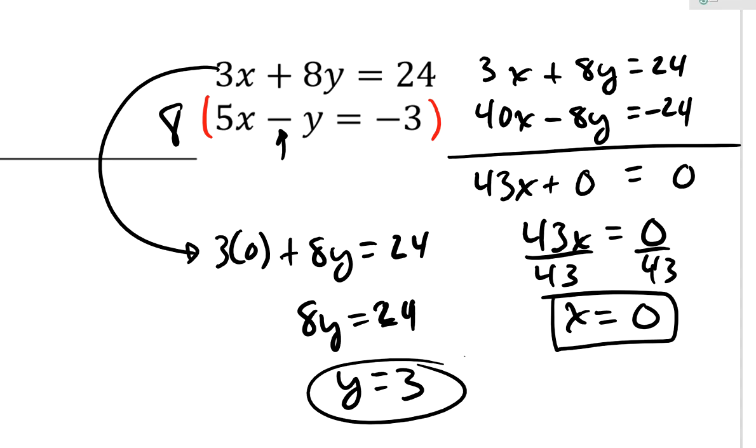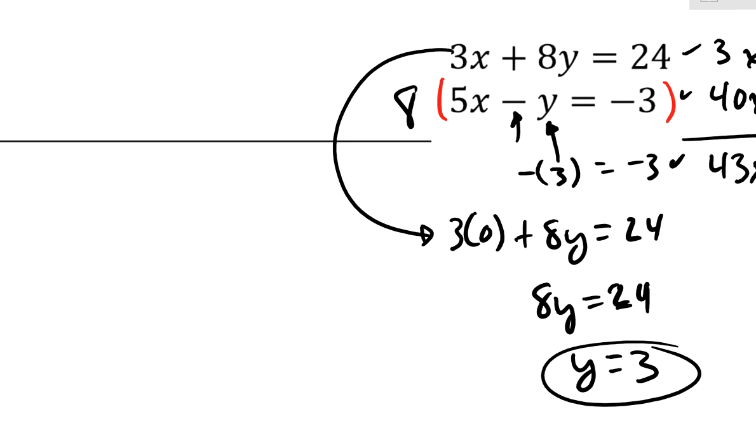3 times 8 is 24, and then if I plug a 3 into here, this becomes the opposite of 3, or negative 3. You can see on the other side it's negative 3. So this solution definitely satisfies both of those equations. So, oops, ordered pair, x is 0 and y is 3.